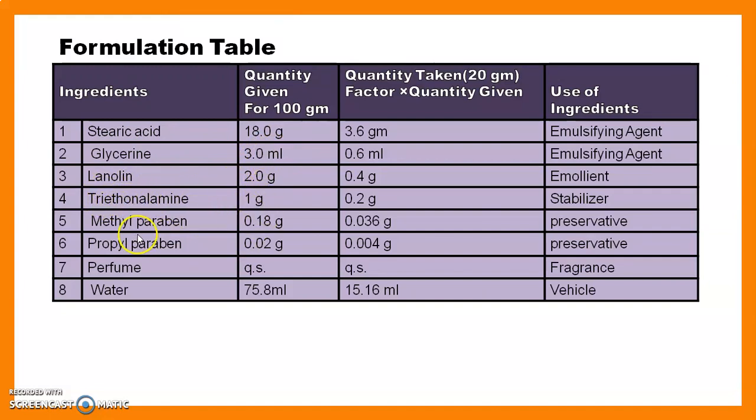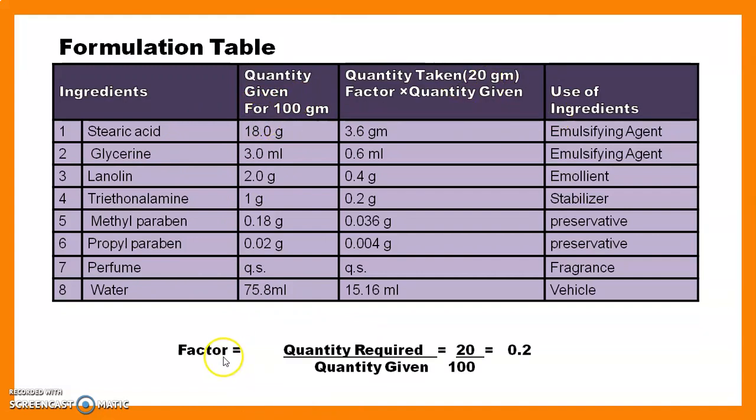triethanolamine 1 gram, methyl paraben 0.18 gram, propyl paraben 0.02 gram, perfume quantity sufficient, and water 75.8 ml. This is the quantity required for the preparation of vanishing cream of 100 gram. But now we prepared only 20 gram. For that we prepared a factor.